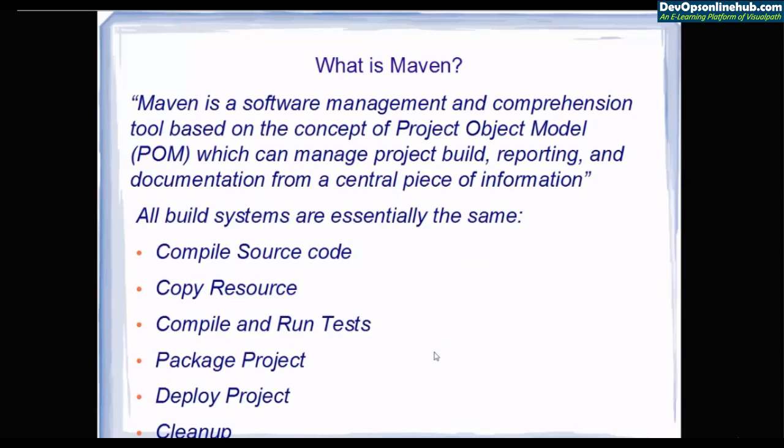Maven is a software management and comprehension tool based upon the concept of POM, or Project Object Model, which can manage project builds, reporting, and documentation from a central piece of information. Now, if you look at it, all build systems are essentially the same. That means they perform the same steps for making or building a project.